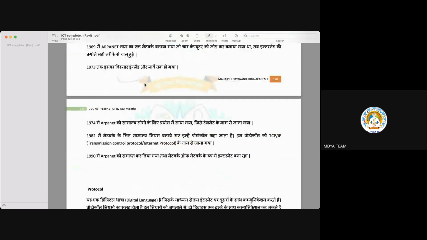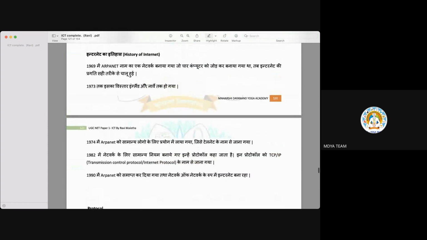Then in 1974, this ARPANET was opened for public use, and they called it Telnet. And in 1982, they made certain protocols, rules and regulations, which we call TCP/IP.